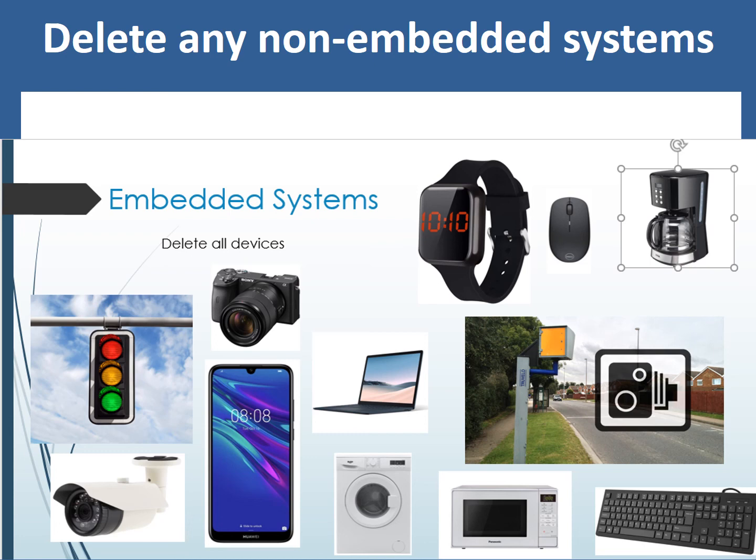A washing machine and a microwave are similar, and they are both embedded systems, as well as traffic lights and a security camera. Now, if we look in the centre, the laptop and the mobile phone have multiple uses. We can use them as a camera. We can use them for social media. So we can use different programs on them. So they are not embedded systems.